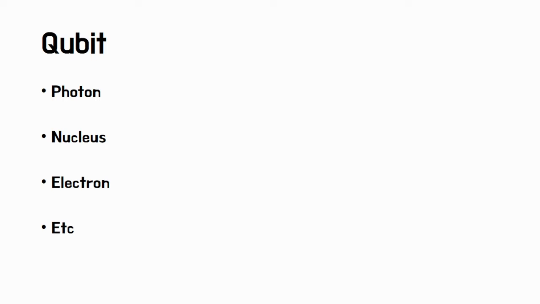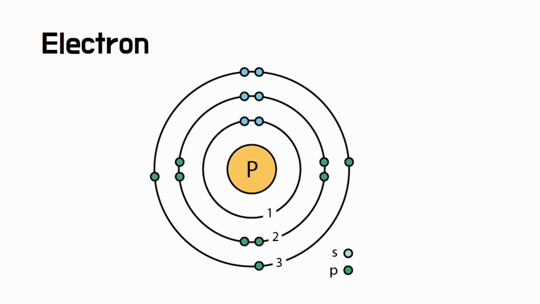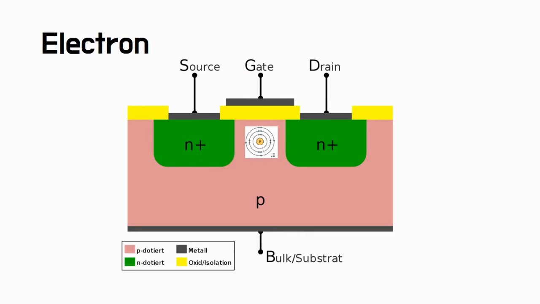There are several natural materials that can make a qubit: a single photon, a nucleus, an electron, etc. I will focus on the electron. We can make a qubit with the outermost electron of phosphorus. Put this atom in a tiny register.